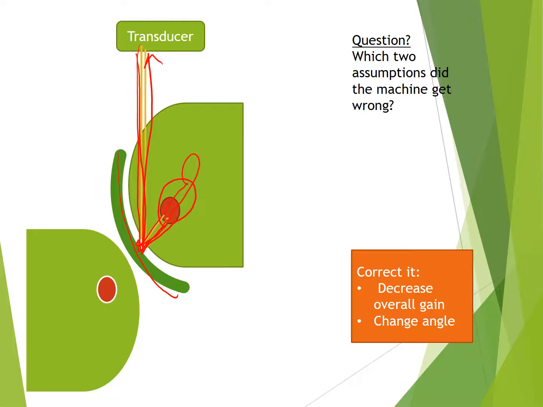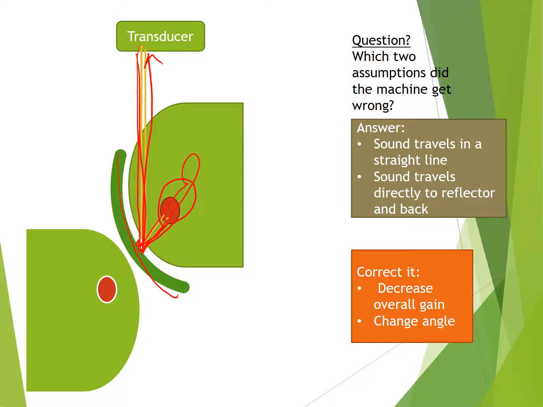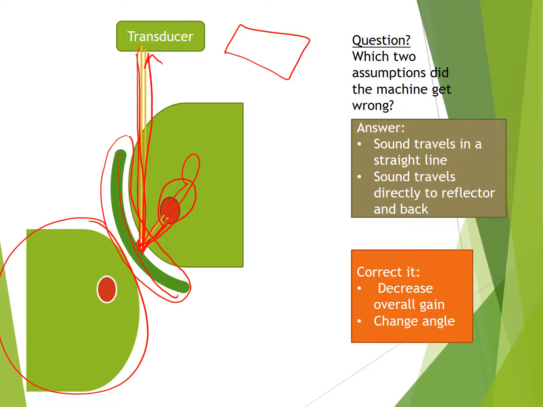It's taking different paths. So which two assumptions did the machine get wrong? That sound is traveling in a straight line, and that sound travels directly to the reflector and back. To correct mirror image, we are going to decrease our overall gain, again, taking away some of the strength of that strong reflector, or we're going to try moving the transducer a different way so we're not hitting that strong reflector at the same angle, hopefully reducing that mirror artifact that's coming across from it.